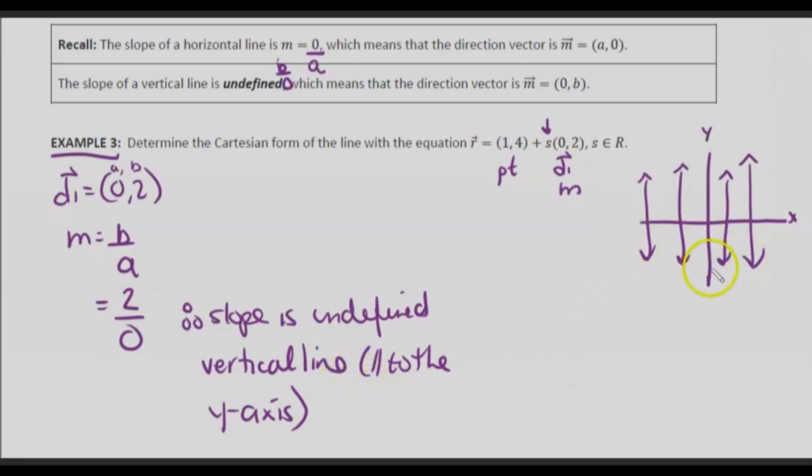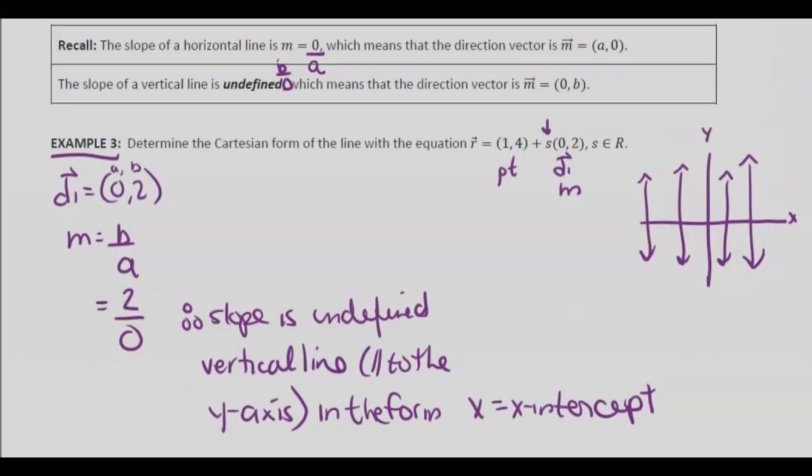As a recall, the equation of a vertical line is in the form x equals x-intercept. Wherever it crosses the x-axis. So what happens with a vertical line, and I'm going to just pretend this one right here goes through the point 1, 4. Here's what actually happens with a vertical line.